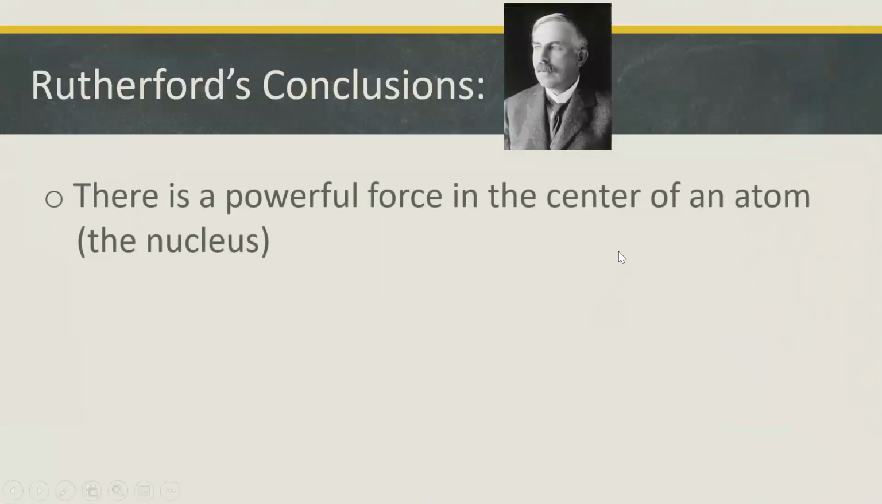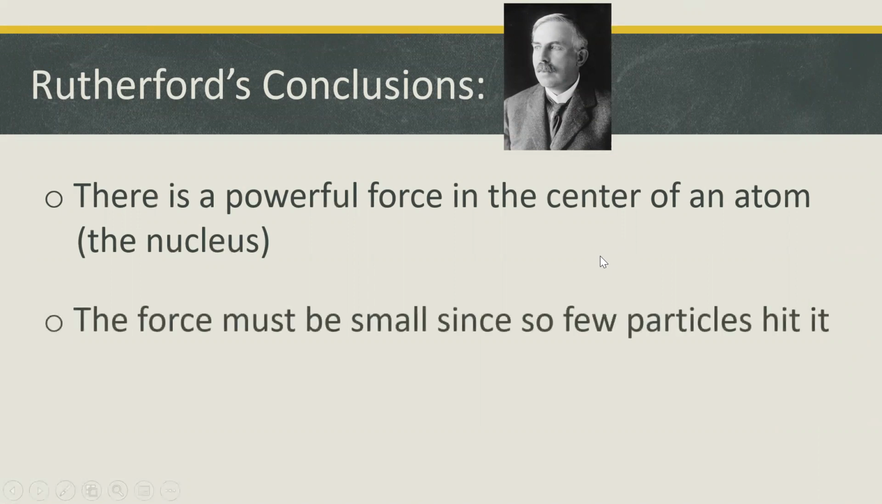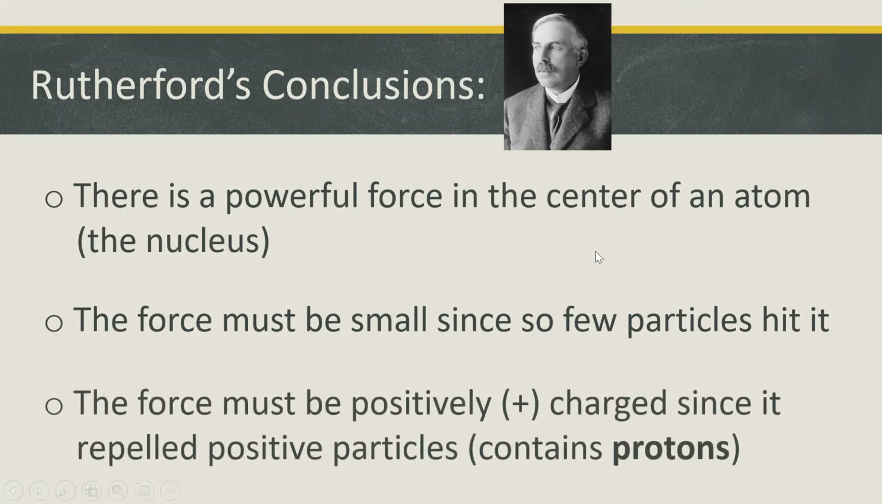So Rutherford came up with 3 conclusions. He said there must be something powerful in the center of the atom, which we now call the nucleus, because it was forcing these alpha particles in different directions. He said it must be small, though, because only some alpha particles hit and were deflected. And he said it must also be positive, because the alpha particles that were positive hit and then were repelled away from it, positive and positive repel. If they were negative, they would have stuck to it.